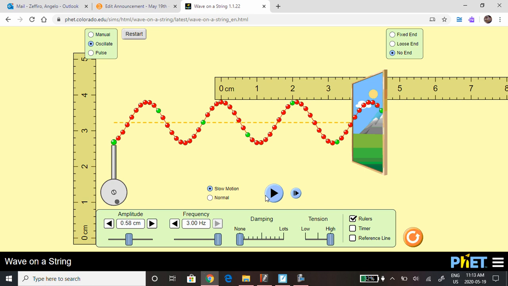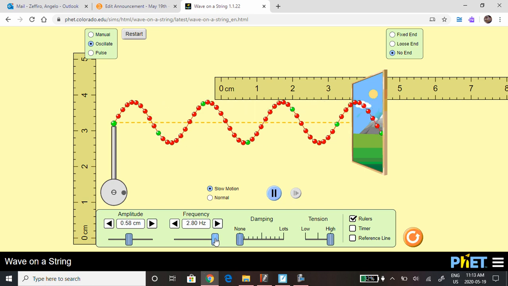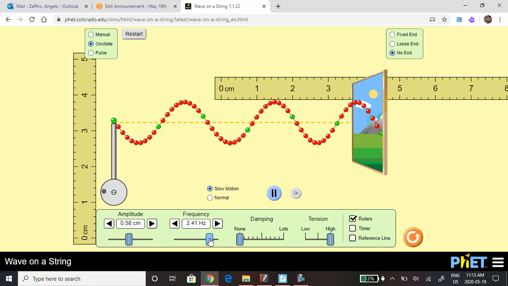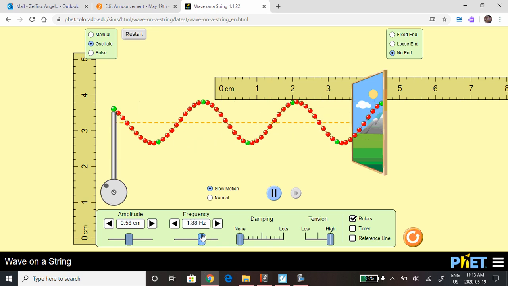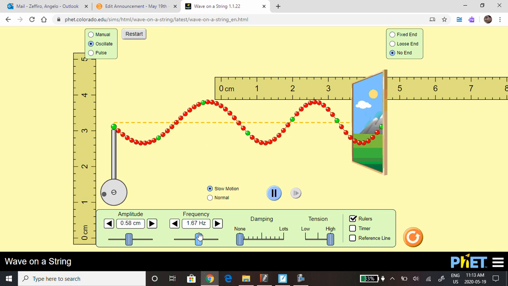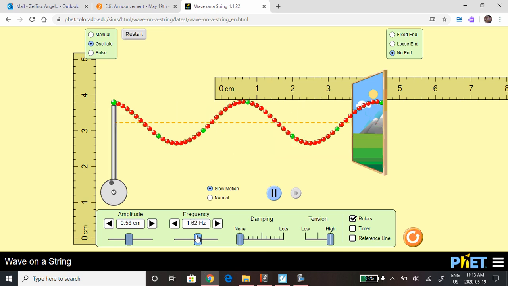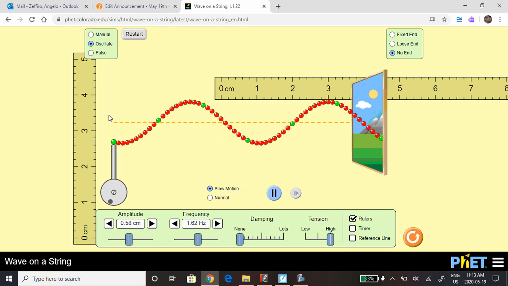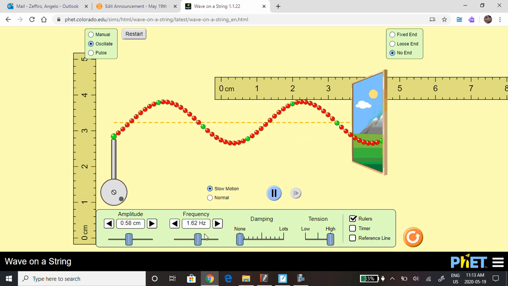Let's run that through again, and let's not have 3 hertz of vibrations, 3 vibrations per second. Let's go to 1.5, or 1, that's 1.62, that's fine. All right. 1.62 vibrations per second, or 1.62 hertz.